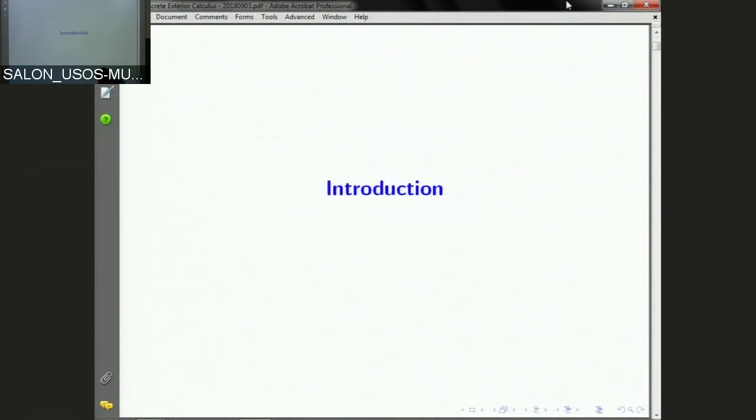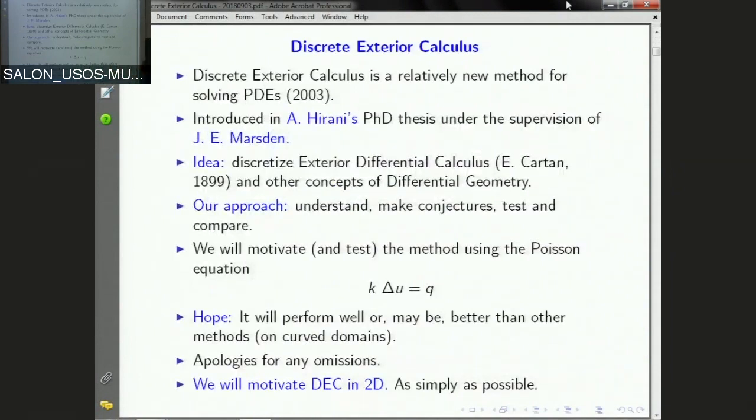Okay, so as an introduction, let me tell you a very little bit of history. Discrete exterior calculus is a relatively new method for solving numerically partial differential equations. It was introduced around 2003-2005. It was introduced by Anil Hirani in his PhD thesis at Caltech, I believe, under the supervision of Gerald E. Marsden, the mathematician that we all know from the calculus and complex variable books, and many other things, also in mechanics.